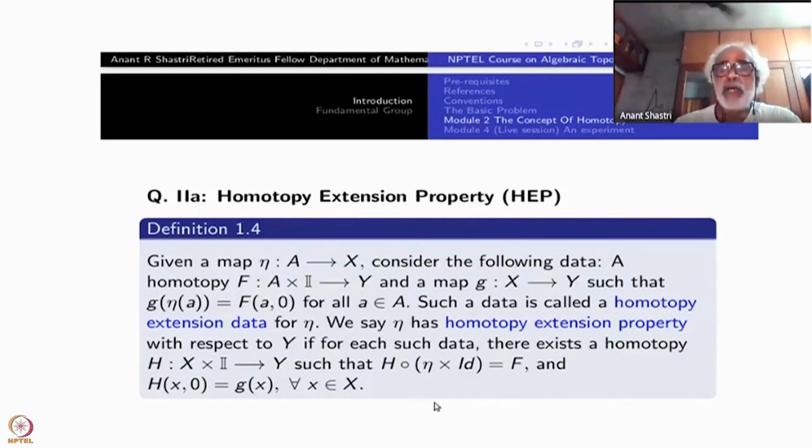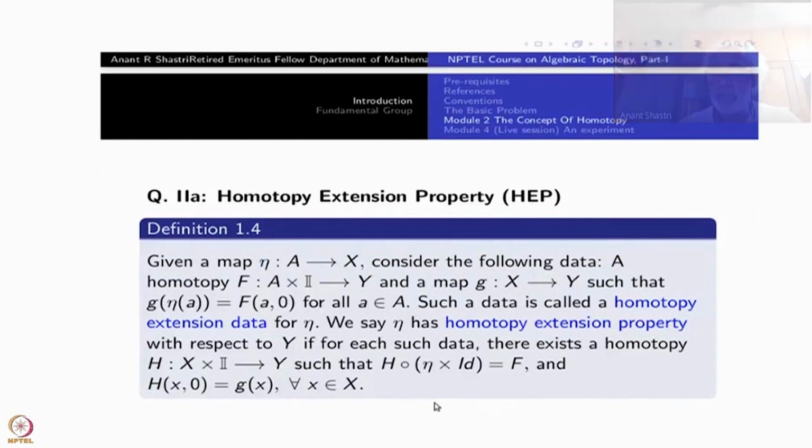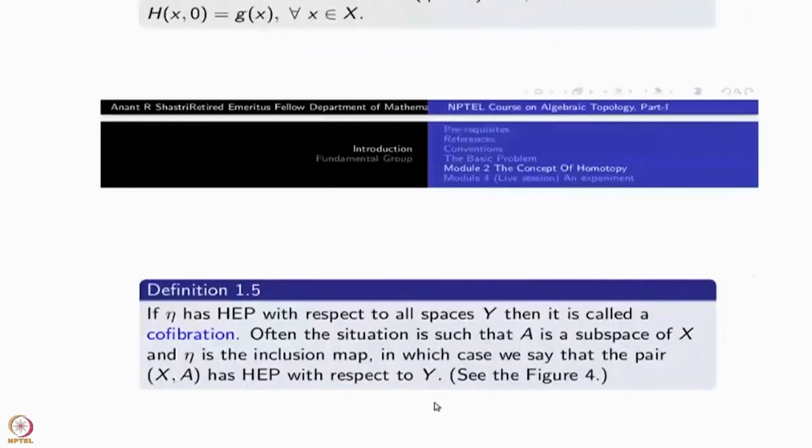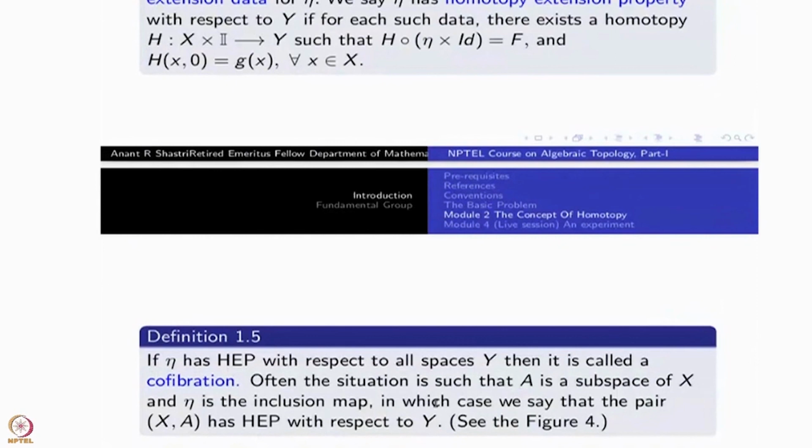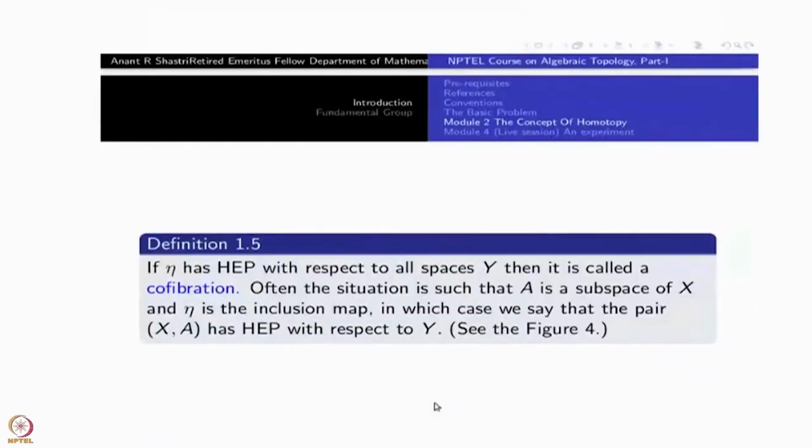Once again, I will represent it schematically so that you will remember the meaning of this. Before that, I have a definition here. If this happens for every homotopy extension data, then η will be called a cofibration. There we called it a fibration p from E to B. Here A to X we are calling a cofibration, indicating that this property is somewhat dual to the property of being a fibration.